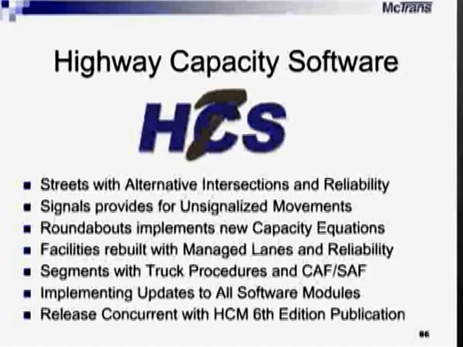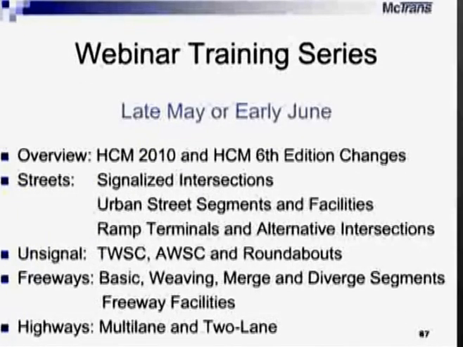So what I'll do now is I'll go ahead and close this down. I'll tell you that this is the way the training course looks. We do it in 8 90-minute sessions. The first 90-minute session is very similar to what you saw today. We do an overview of what's coming. And then we break it down, three 90-minute segments for signals, urban streets, ramp terminals, alternative intersections. And then the 5th one is on unsignalized intersections, two-way stop, always stop, and roundabouts. And then we do 2 on freeways to cover the segments and the facilities, and then 1 on highways at the end.